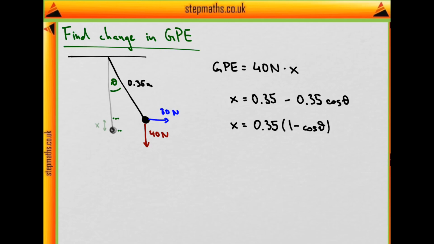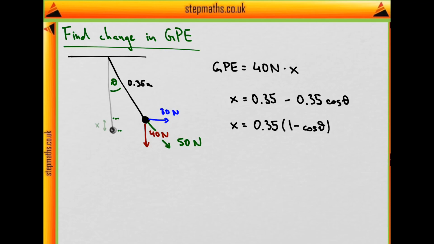This angle is in fact given by the magnitudes of these two forces. The resultant force will be in this direction like that, and we'll have magnitude given by Pythagoras, and because it's a Pythagorean triplet, it's 50 newtons. It's 30 squared plus 40 squared, and the square root of that is 50 newtons.